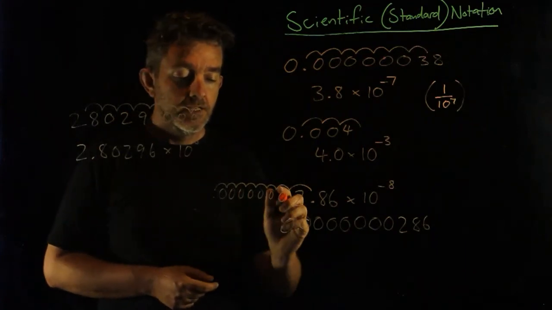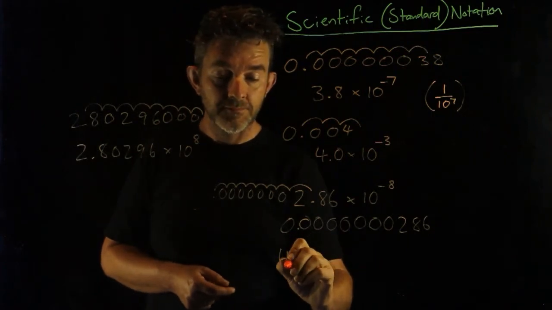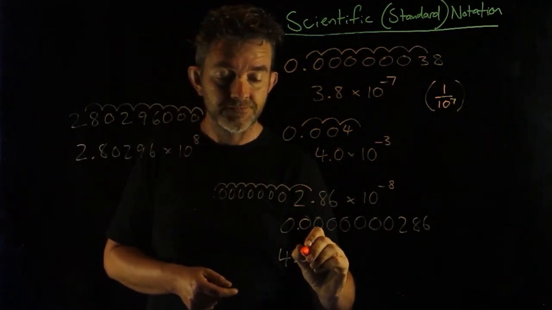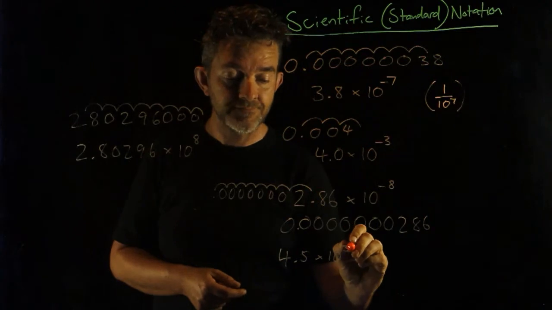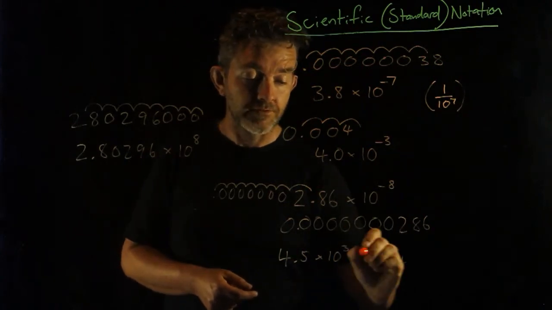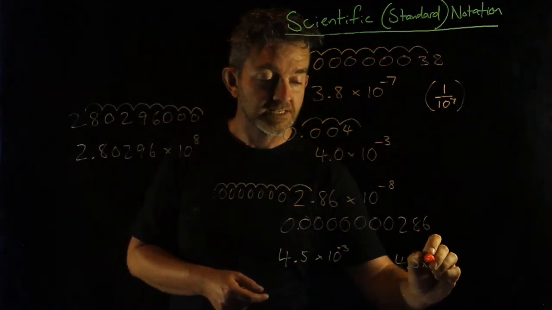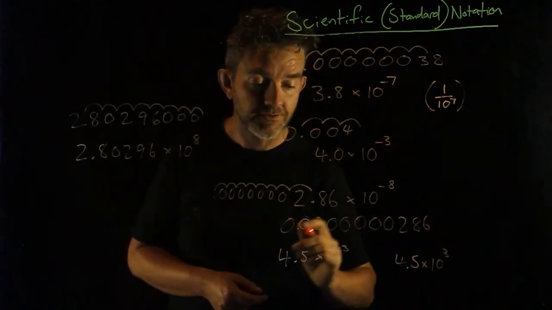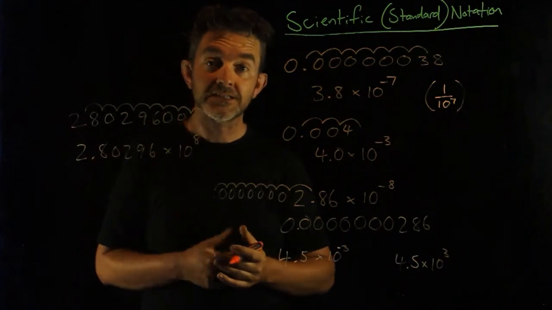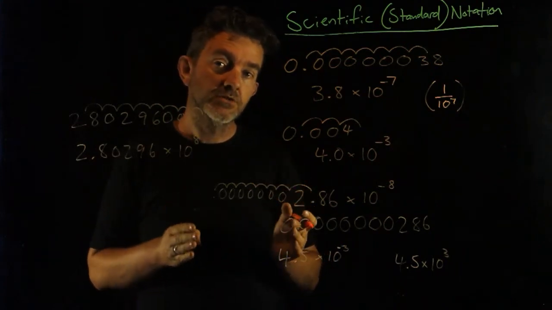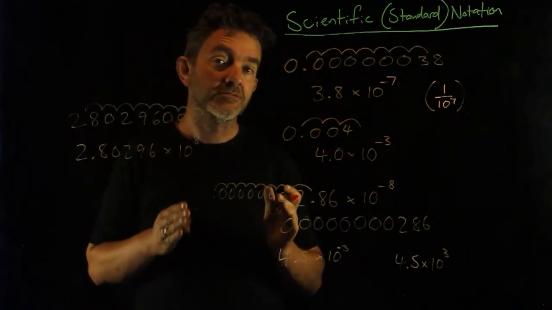Okay, so the difference between the number 4.5 times 10 to the minus 3 and 4.5 times 10 to the power of positive 3 is a really big difference. You need to make sure you're putting the decimal place in the right direction.